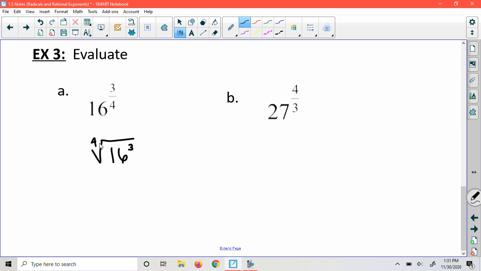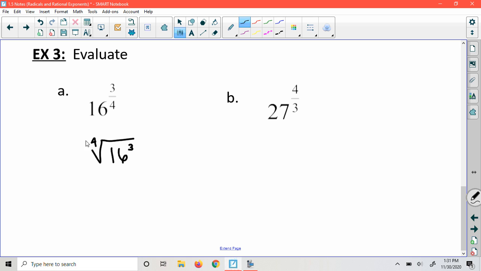Now it does not matter which order you go in. You can do the 4th root first, or you can do the 3rd power first. Now 16 to the 3rd power is a pretty big number. I don't even know what it is, but I know it's pretty big. So I actually always prefer to do the roots first, just to keep my numbers smaller.